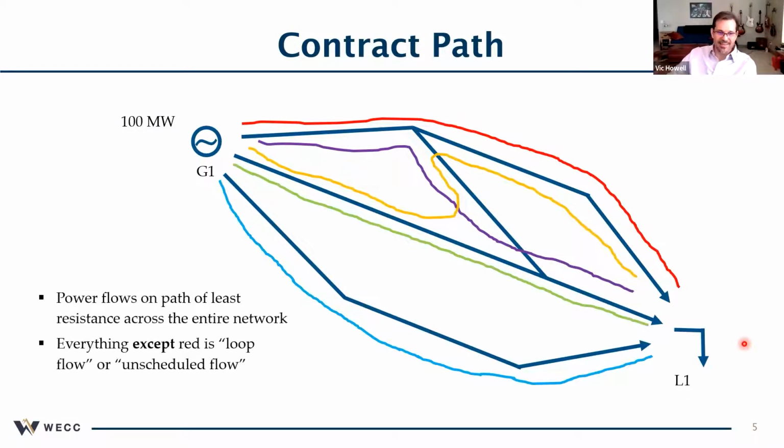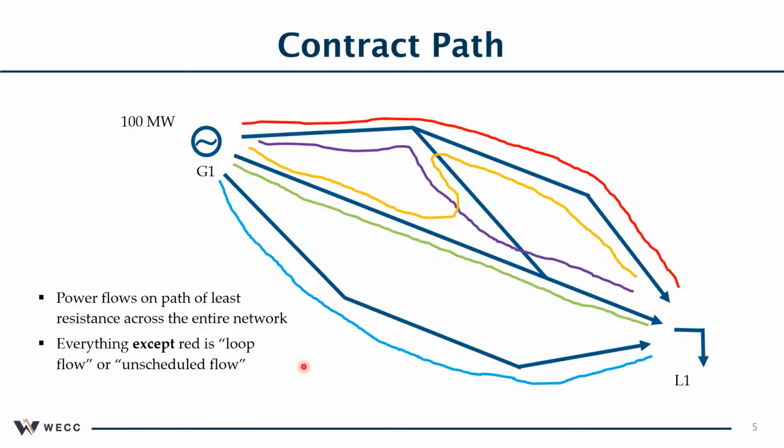So in reality, the megawatts don't care about a contract. They don't care about a contract path. Electrons and power flows along the path of least resistance across the entire network here. And it's based on the physical properties of the power system. So everything that you see here, all these colors except for the red, is going to be considered loop flow or unscheduled flow. And you may have heard that term before.